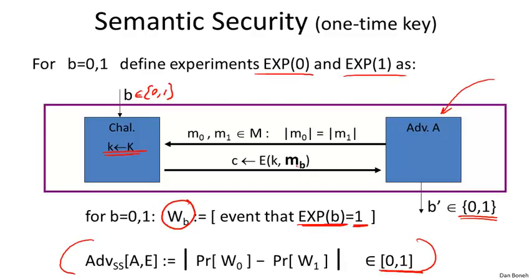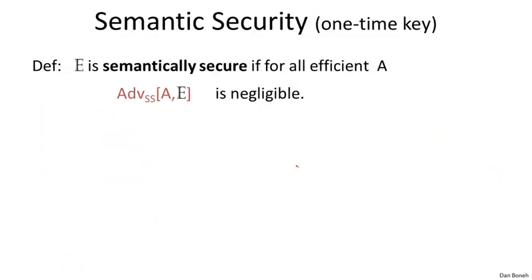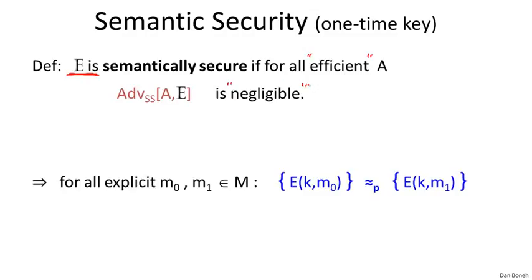Actually, that's just the definition of the advantage, and then the definition is just what you would expect. Basically, we'll say that a symmetric encryption scheme is semantically secure if for all "efficient" adversaries, the advantage is negligible. In other words, no efficient adversary can distinguish the encryption of M0 from the encryption of M1. And basically this is what it says repeatedly, that for these two messages that the adversary was able to exhibit, he wasn't able to distinguish these two distributions.